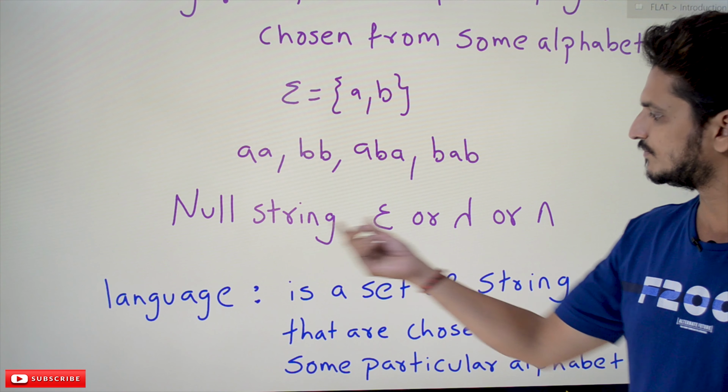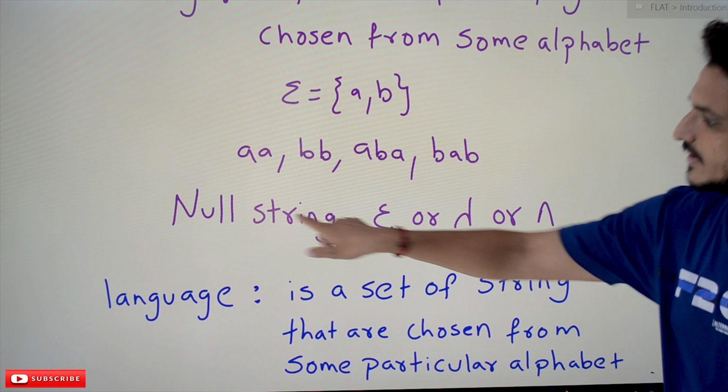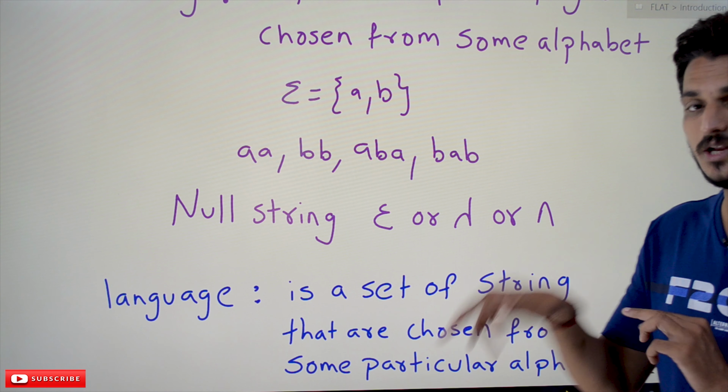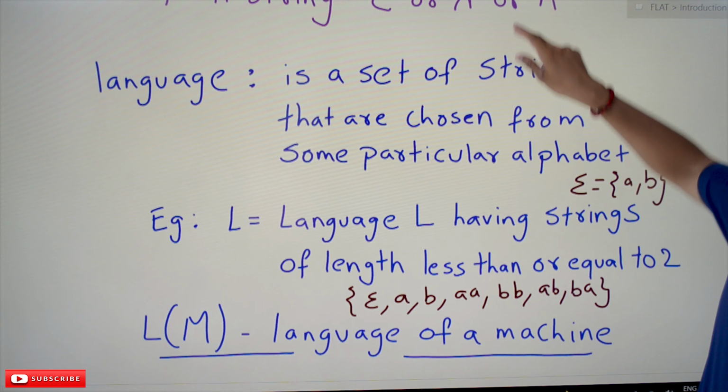That is given as a symbol, epsilon or lambda. These are the symbols used by different textbooks for null string. It means if you don't give any input, that is considered as a null string. So coming to the next one, language.